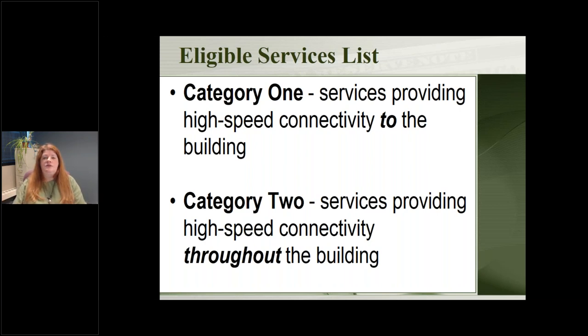Once you get it to the building, then how do you get it to all the different devices is category two. Do you have routers and switches and cables to your hardwired computers in your library and in your computer lab? Wireless access points that put out the Wi-Fi. All of that is category two. A good way to think about the difference is that the walls of your building are in between each of these. Category one is bringing the service to the building. Category two is, once it's within the walls of the building, how is it getting spread out to all of the different devices that need to access it?